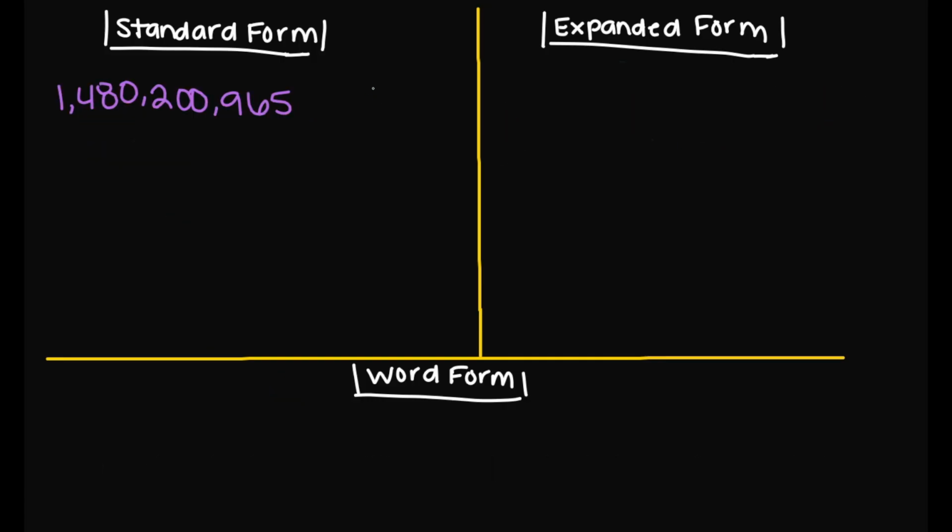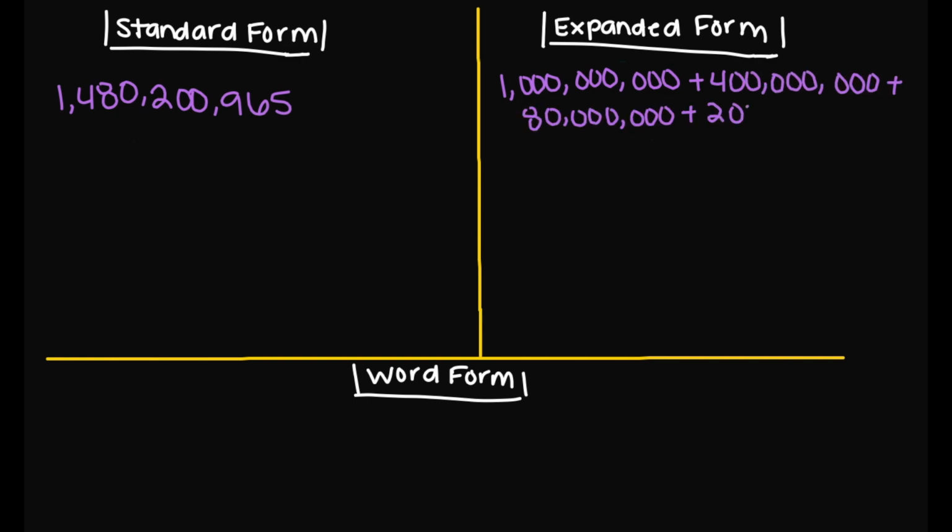Let's look at this example. This example here, we have 1,480,200,965. If I were to expand this, you're going to get 1 billion plus 400 million plus 80 million plus 200,000 plus 900 plus 60 and then plus 5.